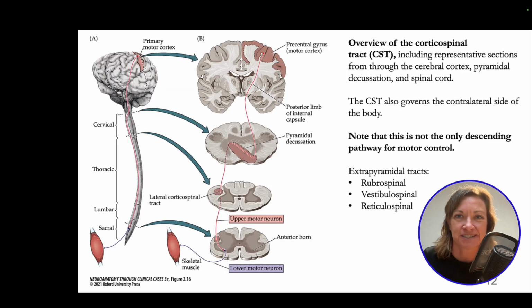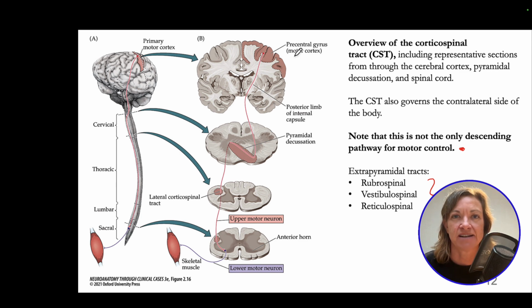So let's switch gears for a second and go to the corticospinal tract, abbreviated CST. And I want to say right off the bat that the corticospinal tract is not the only descending pathway for motor control. So there's a whole bunch of what we call extrapyramidal tracts that crucially govern movement. For now, we'll focus on the CST, but it is not the only tract involved in motor control. The CST also governs the contralateral side of the body, and this is the pathway that most of the axons in the CST take.